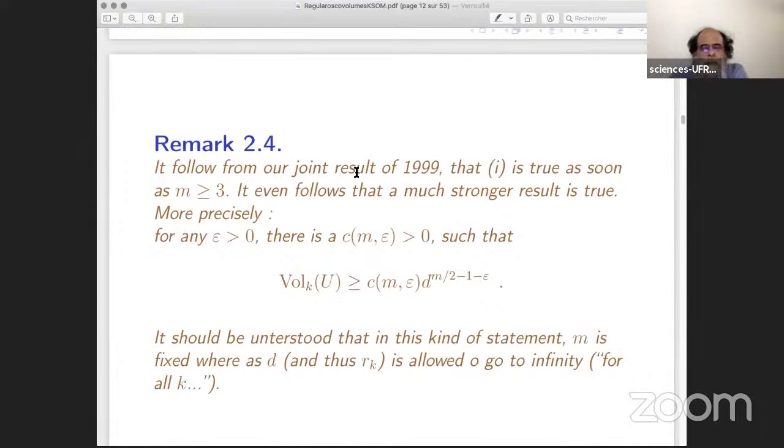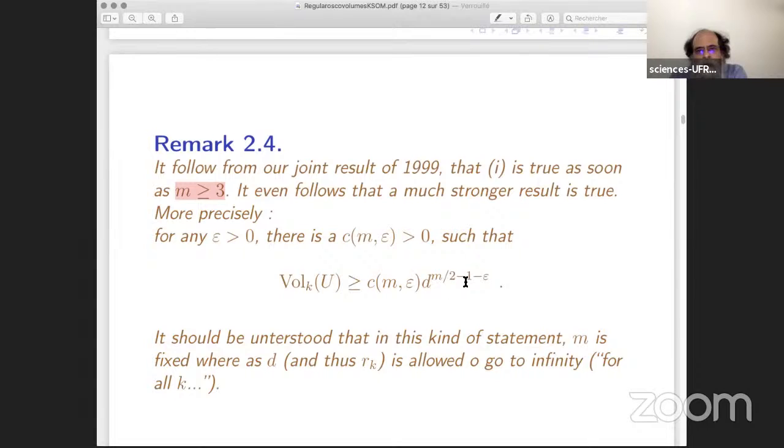In the 1999 results, we showed that Bertrand's conjecture was true as soon as m is bigger than 3. For m equal to 1, it is the Lehmer problem. We know it's a difficult question. For m bigger than 3, it's okay. So what happens for m equals 2? This is the question. What can we say for m equals 2?